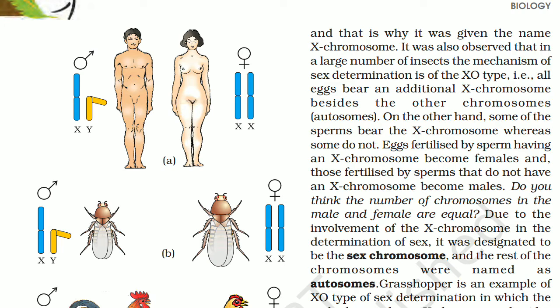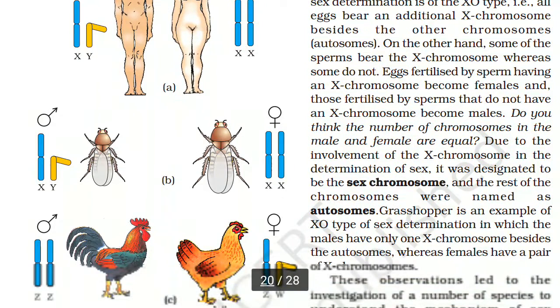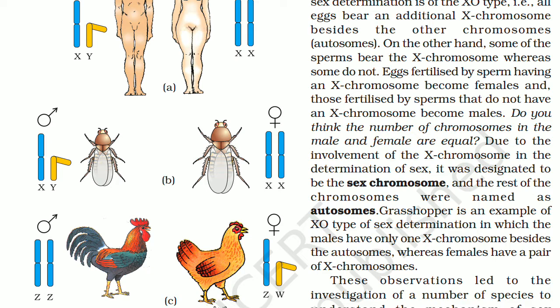Eggs fertilized by sperm having an X chromosome become females, and those fertilized by sperms that do not have an X chromosome become males. Look here, the males here, all sperms, since all sperms do not bear this X chromosome, so some of the males, they have no sex chromosome. They have only autosomes. And the others, they have X chromosome. So there are two types of sperms. But all ova, they bear one X chromosome.